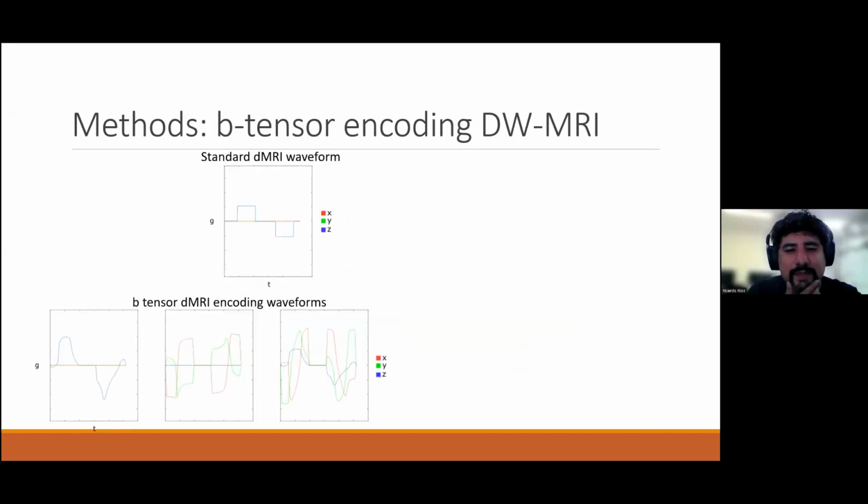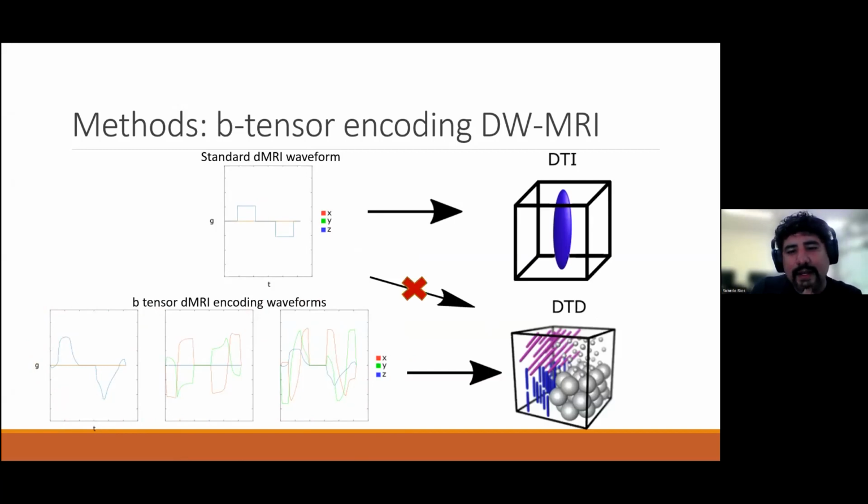The pulse sequences for b-tensor encoding aren't as simple as the square-shaped gradient waveforms used in standard diffusion MRI acquisitions. They are constructed from complex gradient waveforms needed to obtain the desired b-tensor. But as I said, they contain new information that can, for example, give access to new diffusion MRI metrics that describe a diffusion tensor distribution process instead of a single diffusion tensor, as usually done in diffusion tensor imaging, DTI.